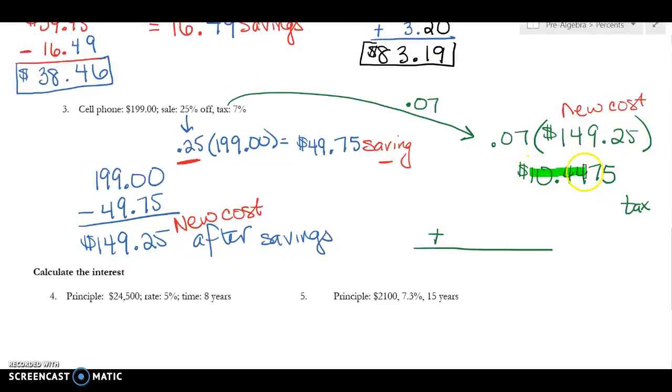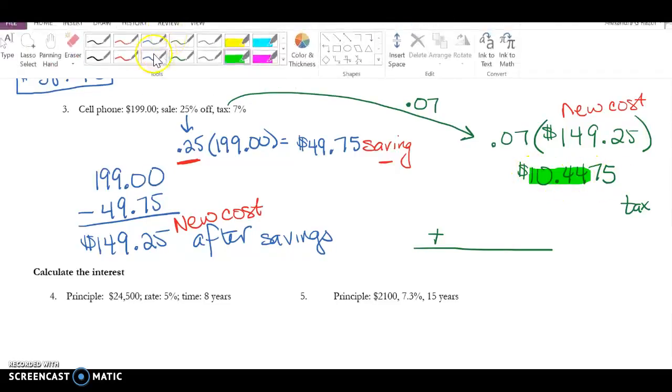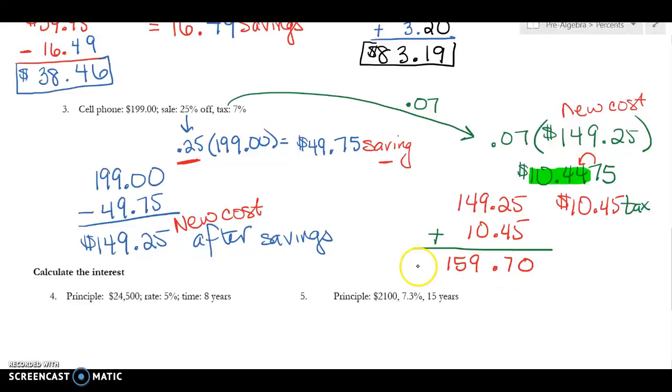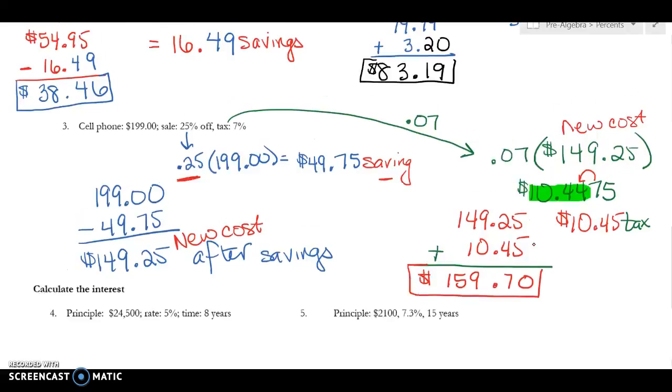So we have to look and see, what does this become? And this 7, again, we keep having to round up. You won't always round up. So this becomes $10.45 in tax. So I'm going to take my new cost of the cell phone, and I'm going to add my $10.45. And so I get $159.70. And now that's my total bill for my cell phone after being 25% off and taxes 7%, not 5%.